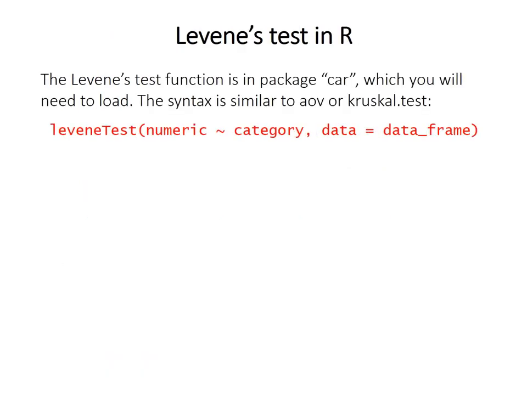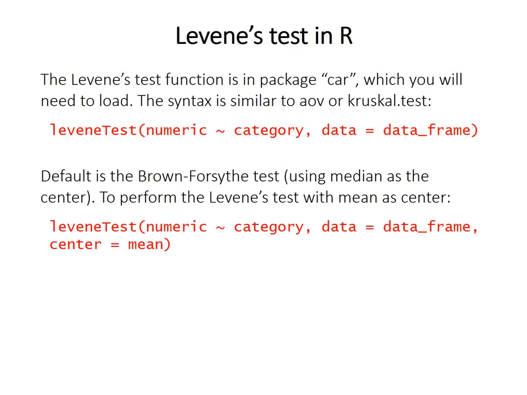To run Levene's test, you're going to need an additional R package called car. If you haven't used packages before, you can probably find information online about how to load them into your R session. For those in the class, we'll cover it when we meet. The leveneTest function has the same syntax as aov for ANOVA, or the kruskal.test function. You write a formula with the numeric data column as a function of the little tilde symbol, the column containing the categorical grouping factors. And you specify the name of the data frame that those two columns come from with the data equals command.